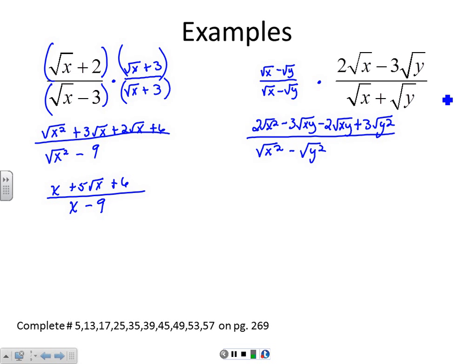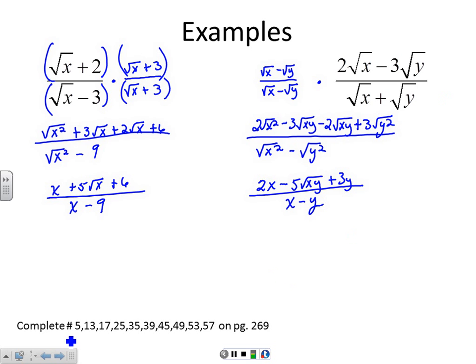Alright, so let's go back to the top. Square root of x squared is going to be x, so we're going to get 2x there. And then those middle two terms we can put together. Negative 3 square root of xy minus 2 square root of xy is going to be negative 5 square root of xy. And then the last one is going to be 3y. Square root of y squared is y. On the bottom, square root of x squared is going to be x minus square root of y squared is going to be y. And there's nothing else that you can do.